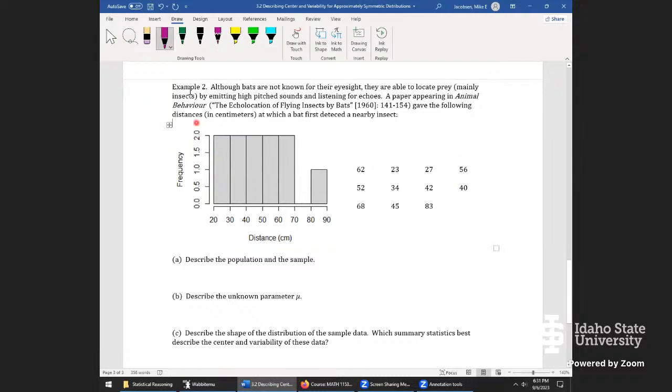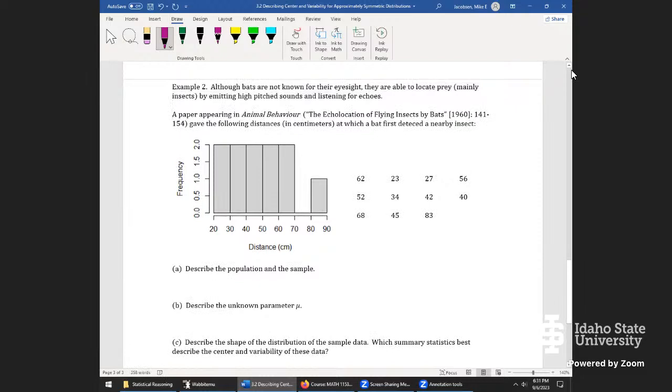That's always nice. It says, although bats, so we're talking about bats, that's fun, are not known for their eyesight, they're able to locate prey, mainly insects, by emitting high-pitched sounds and listening for echoes. They call that echolocation. It's kind of an amazing above-ground sonar that they have. Next, it tells us a paper appearing in Animal Behavior, the echolocation of flying insect by bats. This is from 1960, but it's good data still. Gave the following distances in centimeters at which a bat first detected a nearby insect.